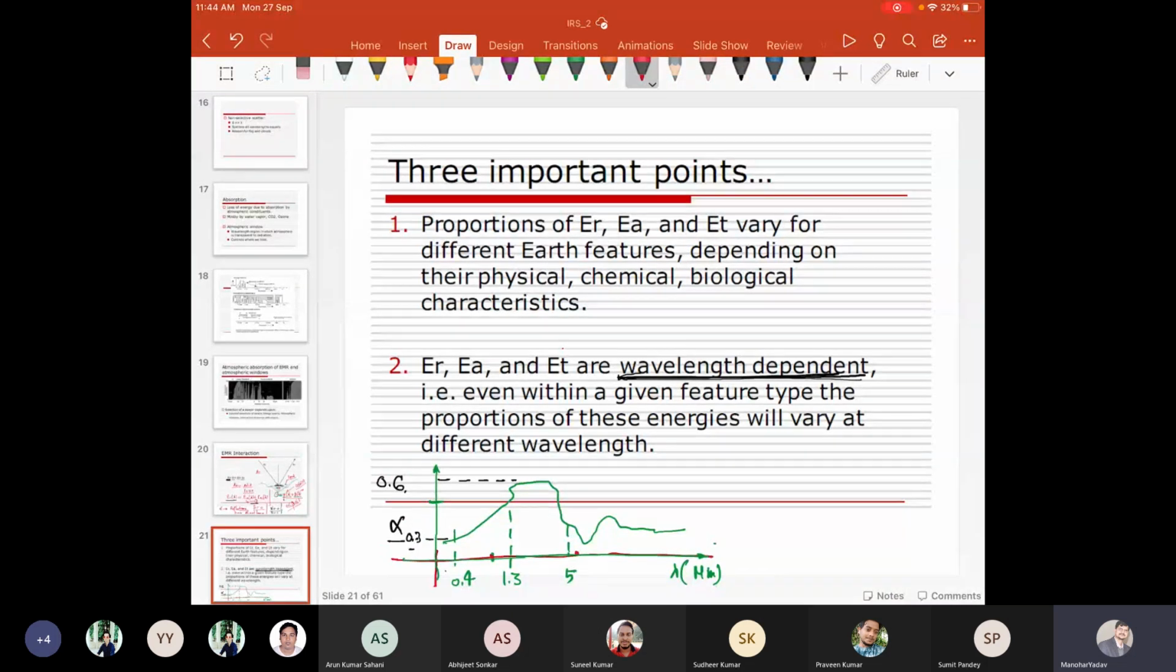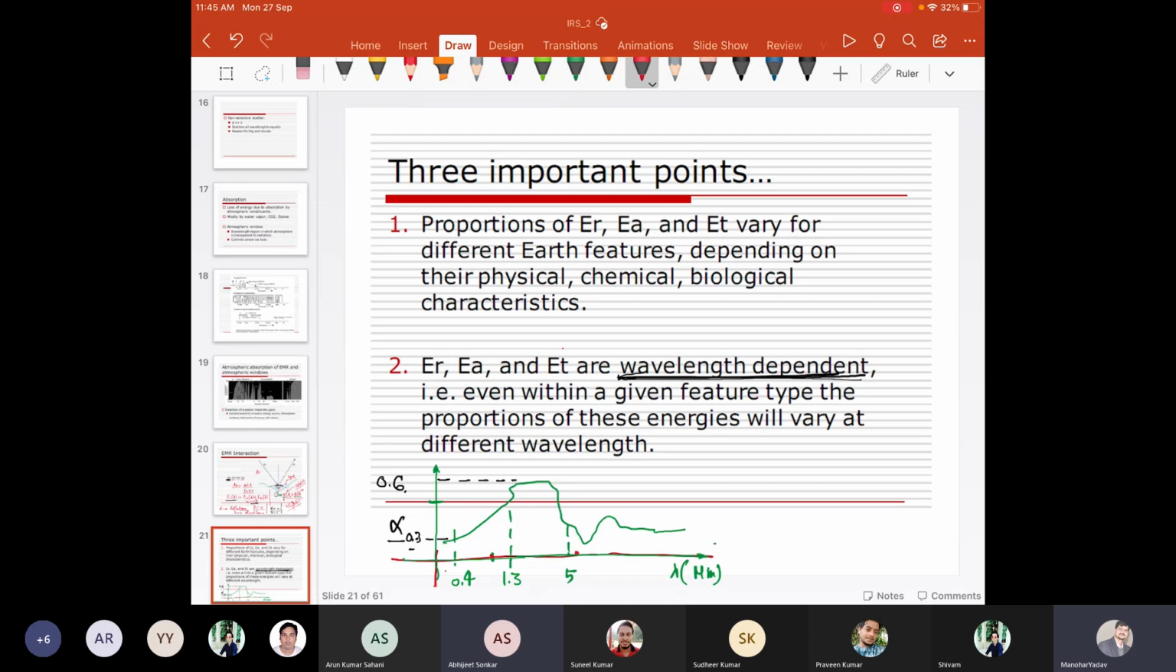Okay, is there any query? Sir, shouldn't we first talk about the surface on which the wavelength is radiated, to plot the graph between lambda and alpha, to get any meaningful graph? Like when we consider water body, vegetation, soil.